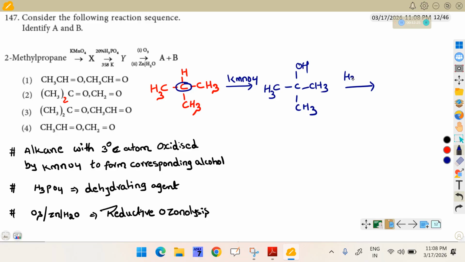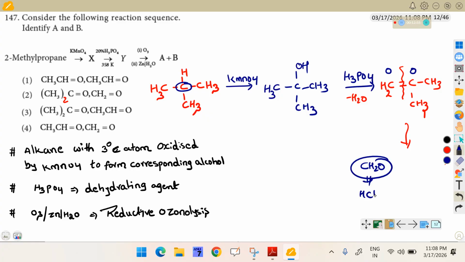Further it reacts with H3PO4. The role of H3PO4 is that it acts as a dehydrating agent, removing a water molecule, and then it gives the alkene CH2 double bond C, CH3, CH3. Now the alkene undergoes ozonolysis. Reductive ozonolysis breaks the double bond, adding an oxygen atom to the left side and the right side. Then it gives CH2O, also written as HCHO, plus CH3COCH3. So the correct option is the second option.